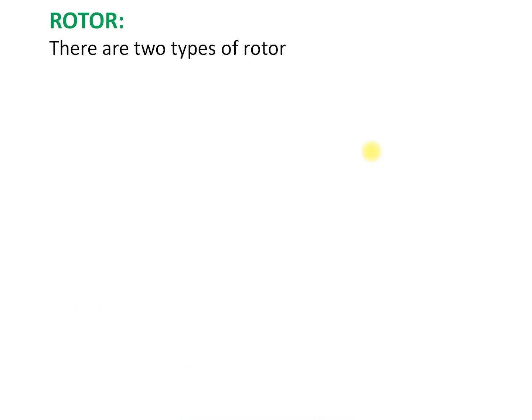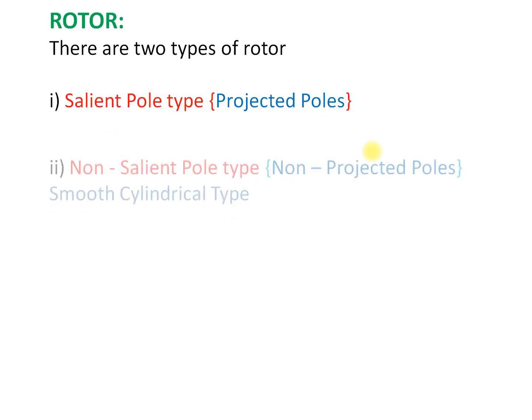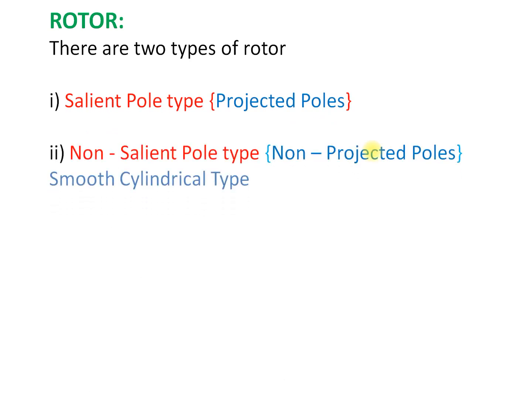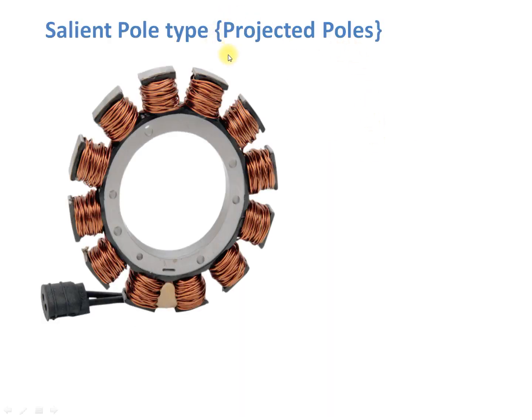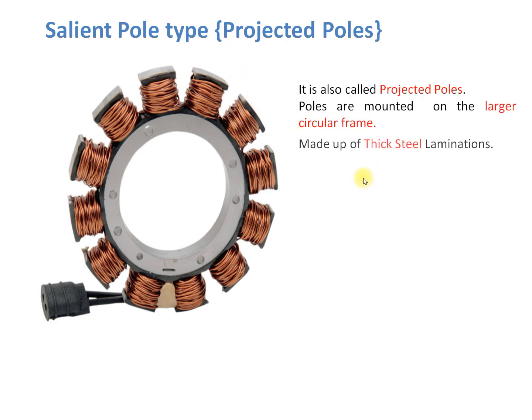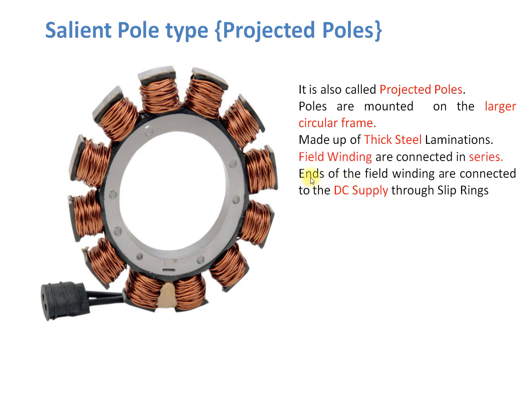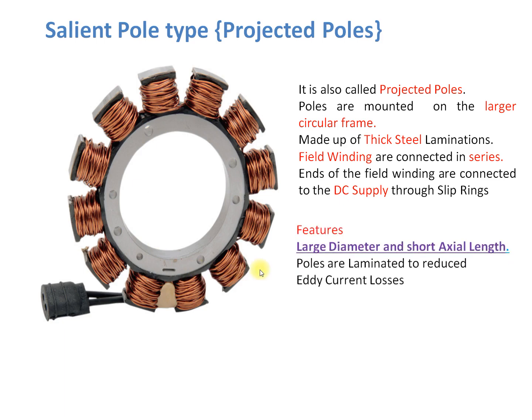The rotors will be of two types in nature. One is the salient pole rotor, that is the projected poles, and the other one is going to be non-salient pole, non-projected. So the salient pole projected poles will be mounted on the largest circular frames, and since the projected poles are going to be mounted separately, and they will be fixed onto the larger circular frames, the rotor will have very great weight. Since these are going to be of great weight, the larger diameter, these kind of rotors will have short axial length.